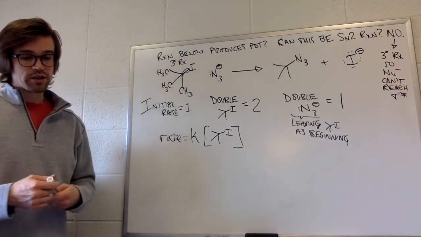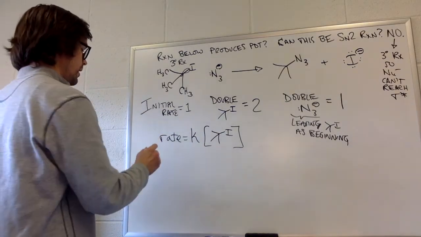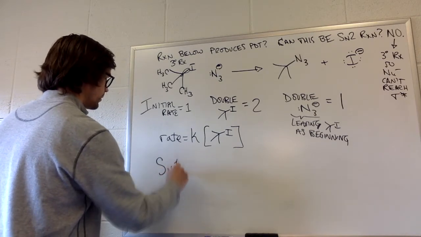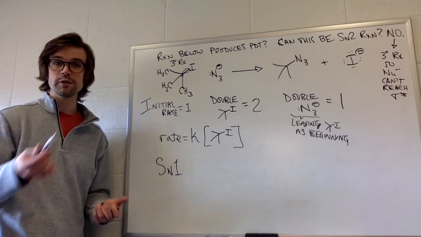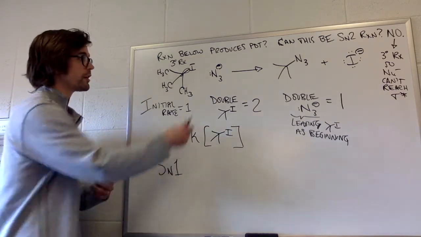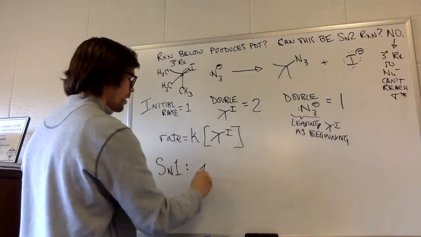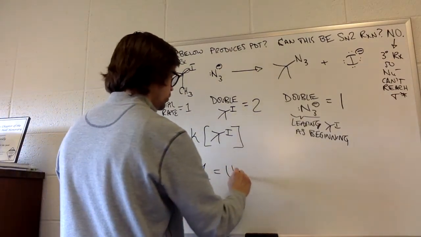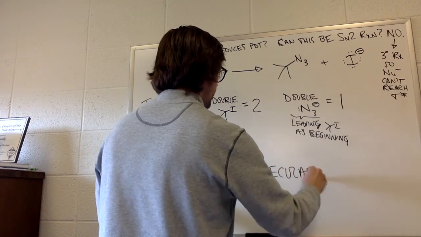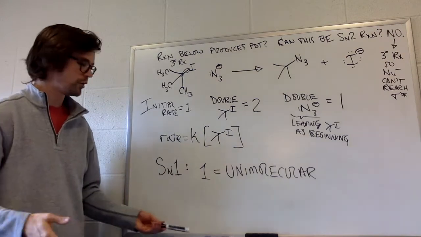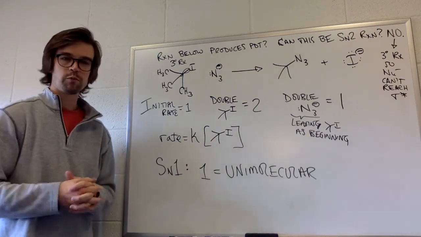So it turns out that this is what we call an SN1 mechanism. This is an SN1 mechanism. So the SN is the same as what we saw for SN2, substitution, nucleophilic. This is a nucleophile. We are doing a substitution, but the 1 equals unimolecular. So that's the big difference compared to an SN2 reaction. SN2 was bimolecular. This is unimolecular. So more on that in a minute.